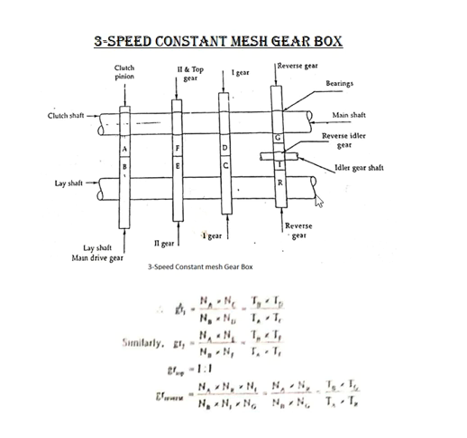And for reverse gear, one idler gear is used in between the lay shaft and the main shaft, along with two gears provided: the reverse gear on the lay shaft and the reverse gear on the main shaft. So first, we are going to calculate the gear ratios in the 3-speed constant mesh gearbox.